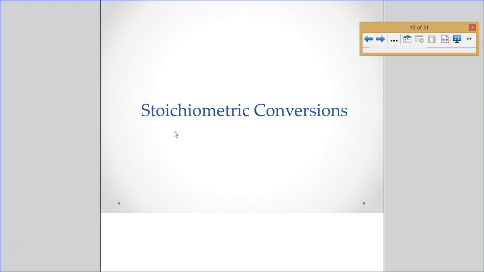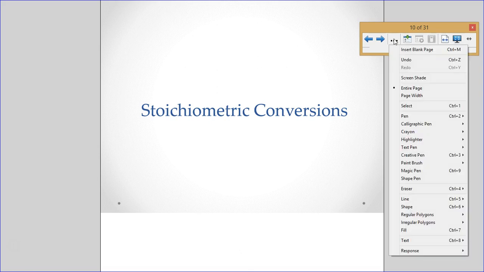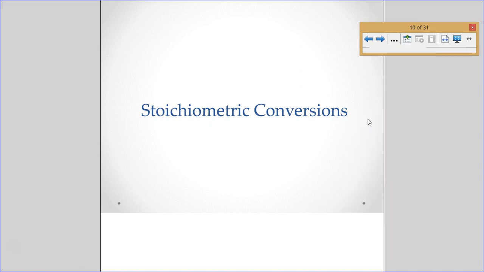Hello everyone, we're going to go ahead and get started with stoichiometric conversions. Now, with stoichiometric conversions, yes, I know that's a lot of wording and a very long and confusing word, but the idea we're looking at is how we start with one substance and use the balanced equation to move to another. This is making our prediction, so let's jump into it.